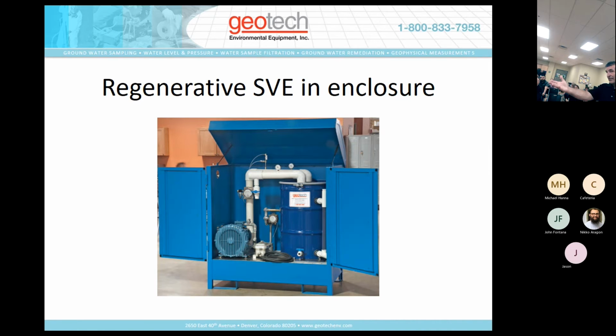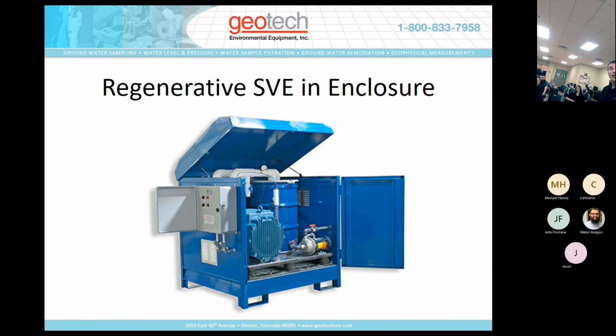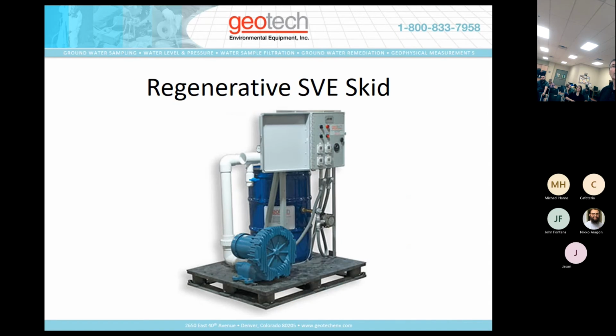Regenerative SVE, that's this skid here, put inside of a hazmat enclosure. Again, another picture of that. This particular unit here has a transfer pump to automatically empty that knockout drum. And then we have a controller mounted on the outside that operates the system. Big pump. Yeah. That's the skid you see here.